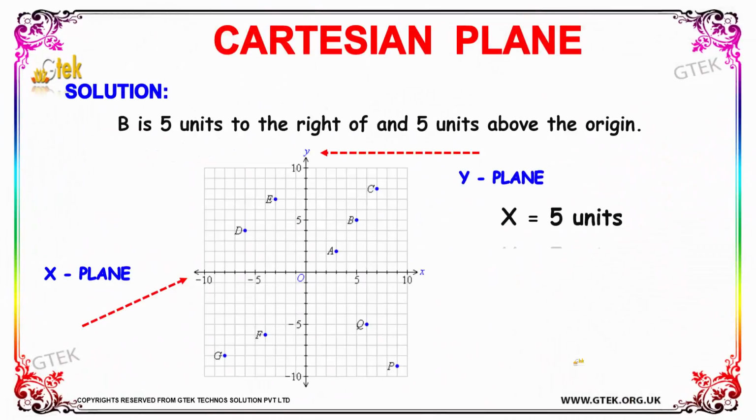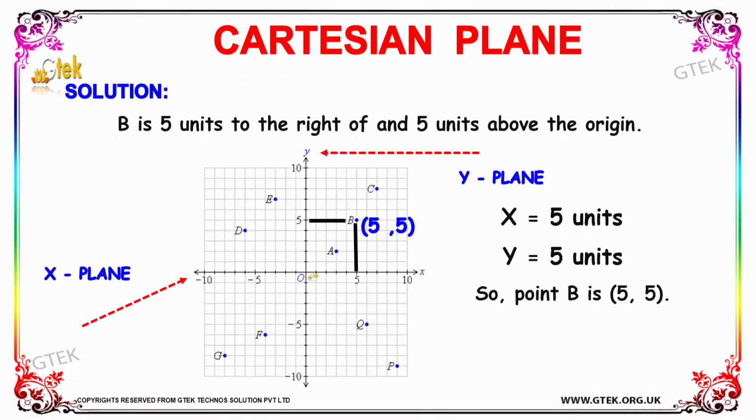Let's see the point B. From the origin, it's 0, 1, 2, 3, 4, 5. And from the origin, it's 0, 1, 2, 3, 4, 5 in terms of the x plane and y plane. So the point B is 5, 5, because B is 5 units to the right of and 5 units above the origin.